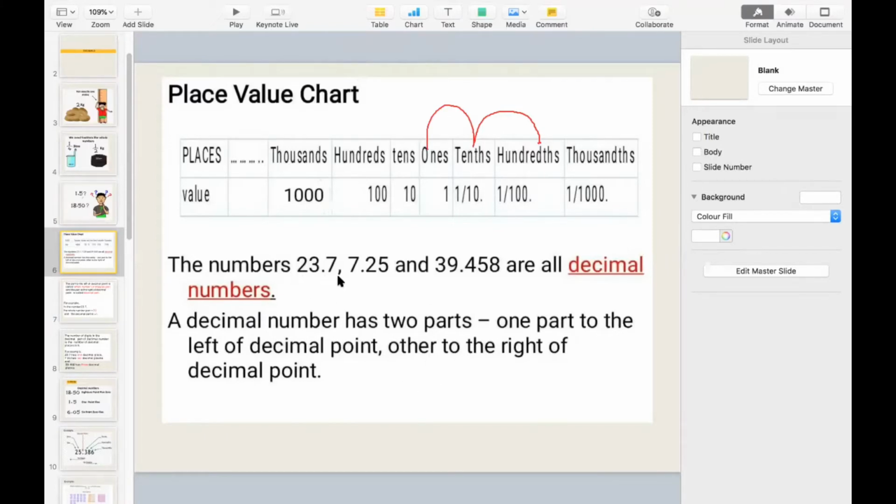So 23.7, 7.25, these all are decimal numbers. Decimal numbers have two parts: one part to the left of the decimal point, the other to the right of the decimal point. The part to the left of the decimal point is called the whole number. So this 23 is a whole number, and the part to the right of the decimal point is the decimal part. So 7 is the decimal part, 23 is the whole number.